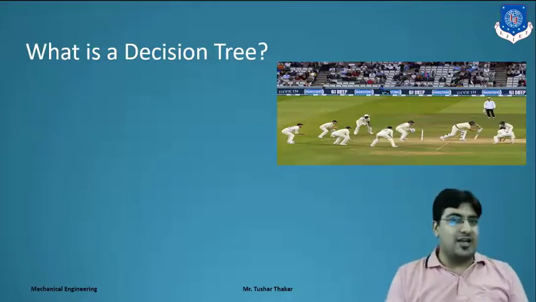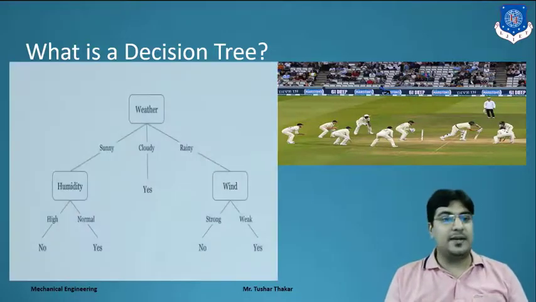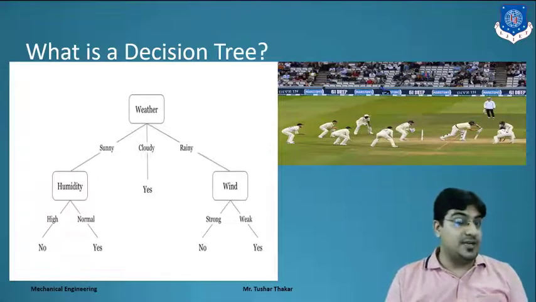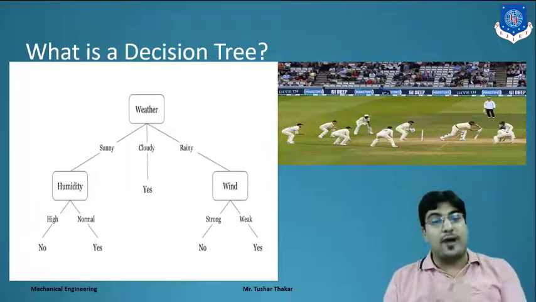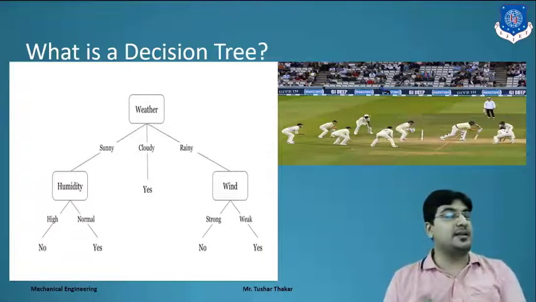Means whatever runs will be there, we have clear or we have chased it. So simple. Here the weather is sunny, cloudy and rainy. Based on that, humidity is an affected factor. Wind is also a factor affecting the cricket. So this is a basic tree fundamental.